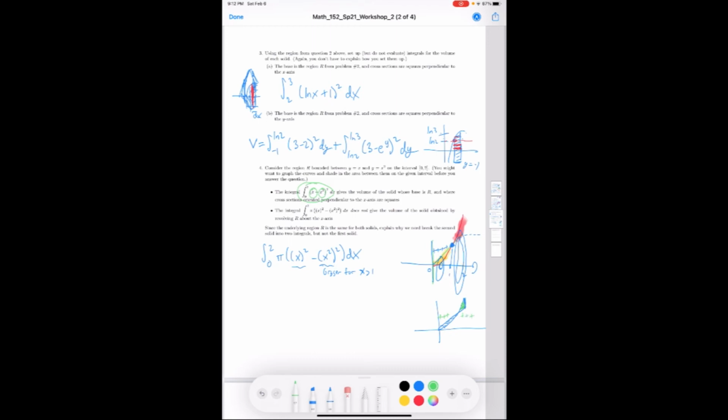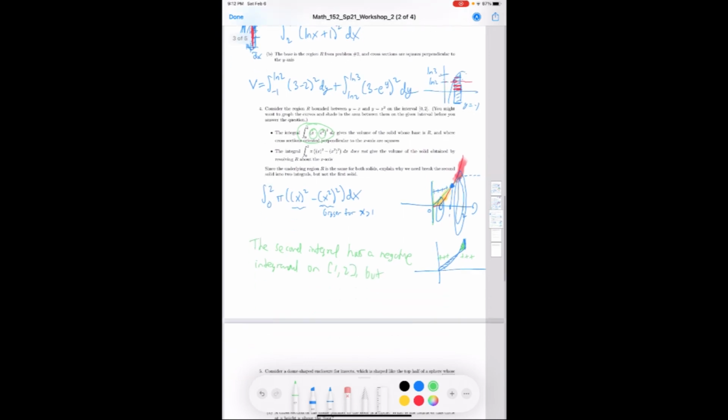So the bottom line is that the second integral has a negative integrand on the interval 1 to 2, but the first integral has a positive integrand throughout the interval 0 to 2.